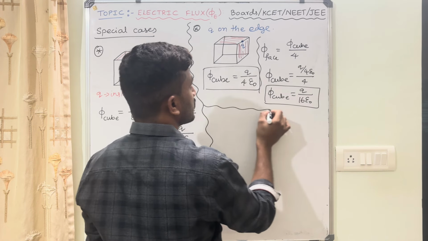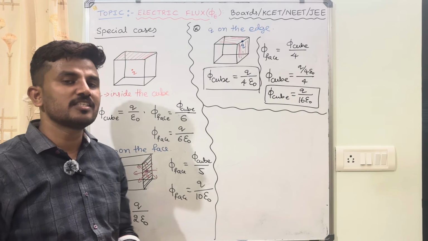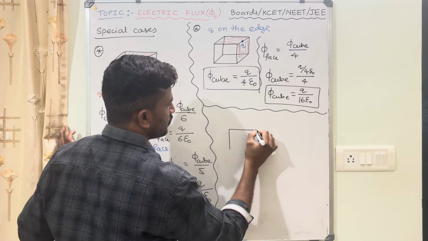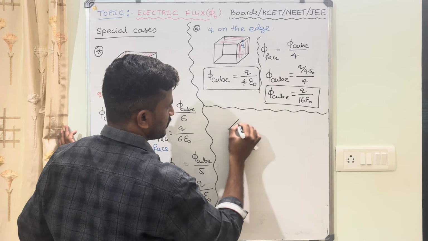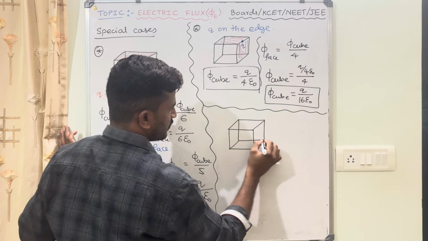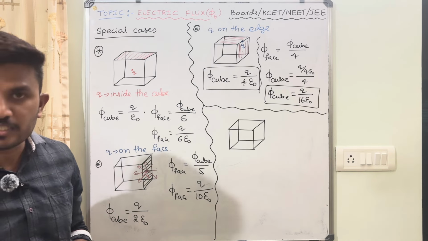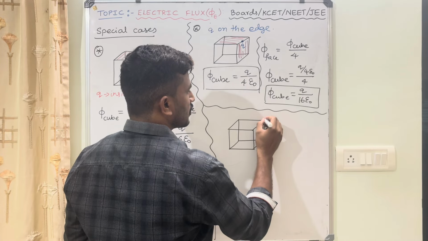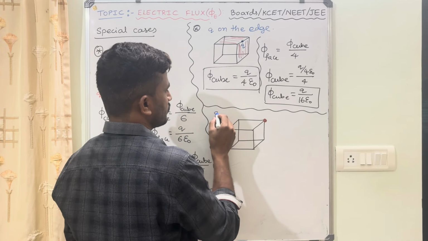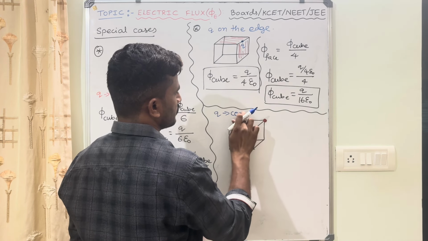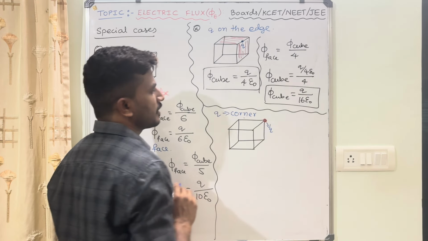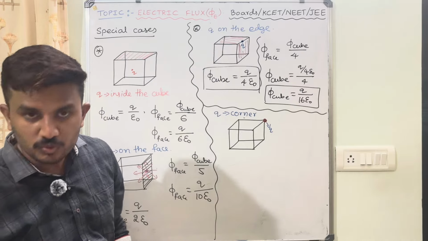Okay. Now one more case is there. What if the charge is placed at any one of the corners? Let me consider a cube here. Okay. Now the charge is placed at this corner, not the edge. Corner. Charge is there at the corner. Now, what is the flux through the cube?